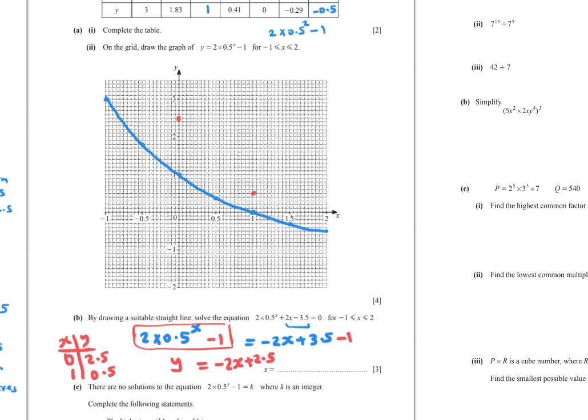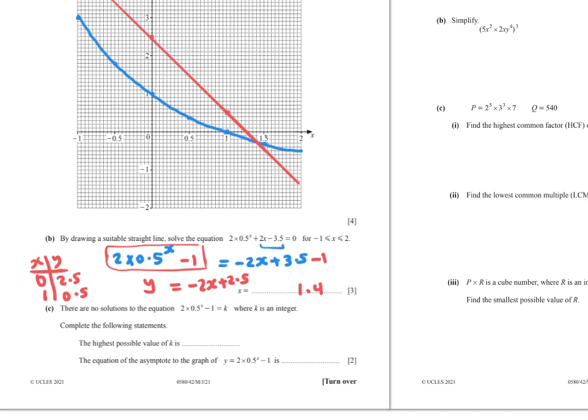Now draw the line and find the intersection between this line and the curve. This line intersects the curve at one point, this one. Find the x coordinate for this point. This is approximately 1.4, because each two small squares represent 1, so this is 1.4. So 1.4. Next, there are no solutions to the equation 2 times 0.5 power x minus 1 equal k.